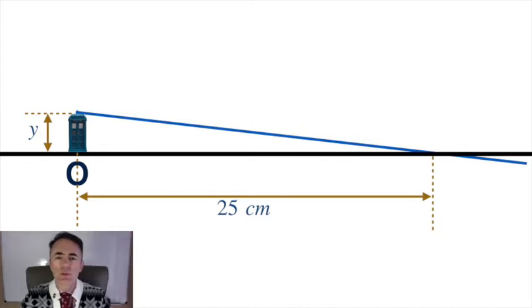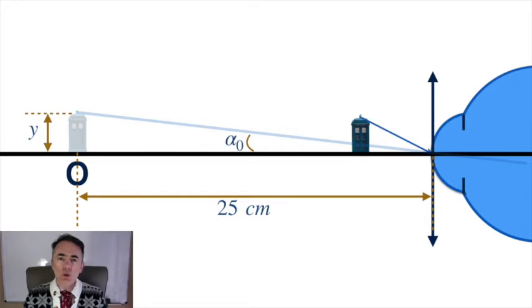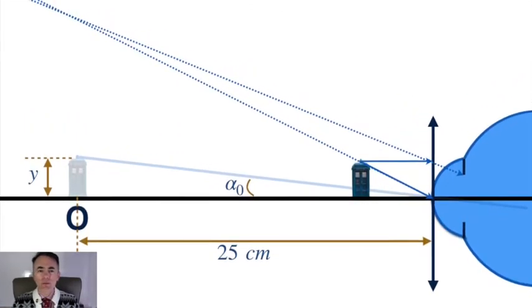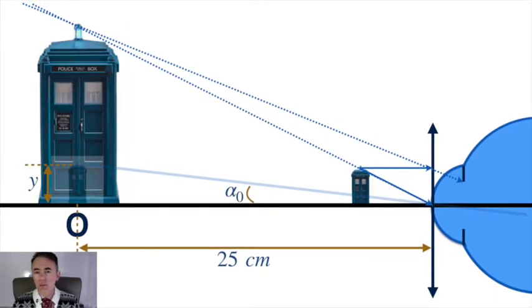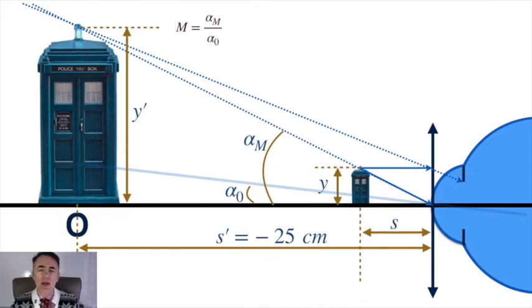To observe an object without the lens, we place it at 25 centimeters and we'll observe it under an angle alpha naught. To observe it with the aid of a magnifying lens, we want the same object y at a point O such that the virtual image y prime is formed at 25 centimeters from the magnifying lens. Under this condition, we assume the eye, right with the lens at h, will see the object under an angle alpha m. In this case, we define the angular magnification as the ratio of the angles alpha m over alpha naught.